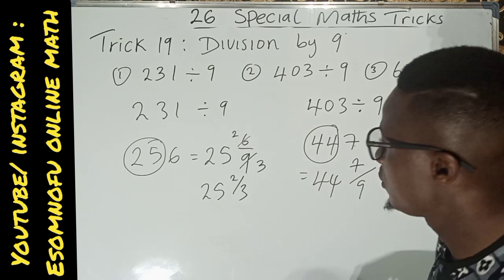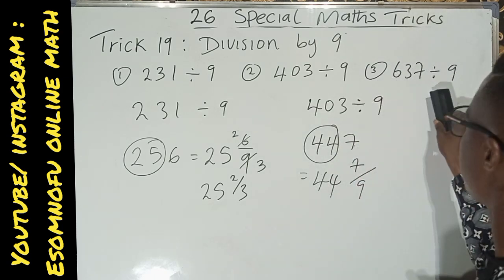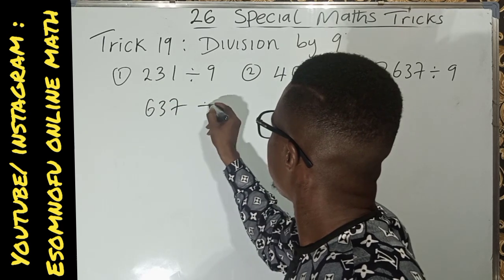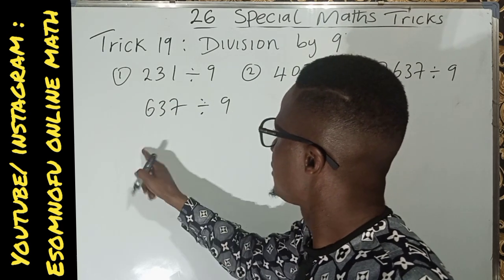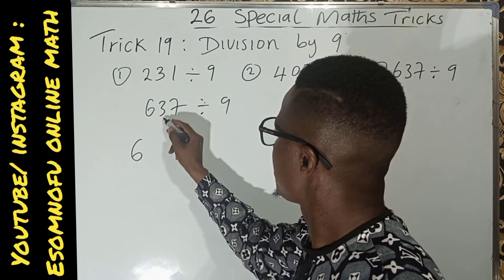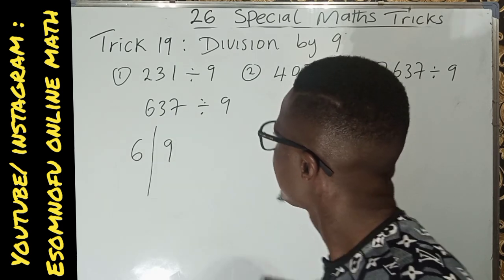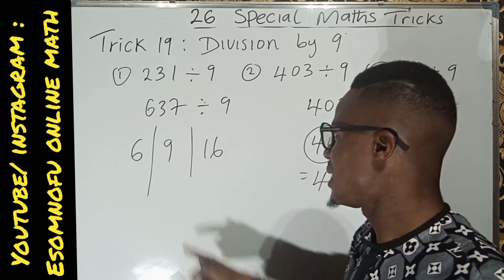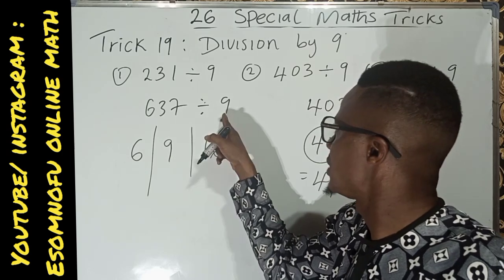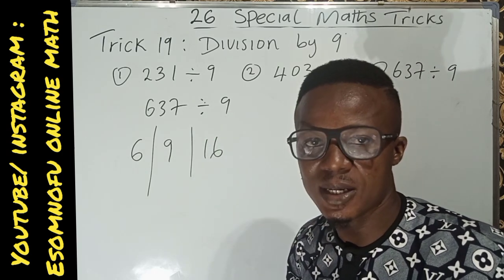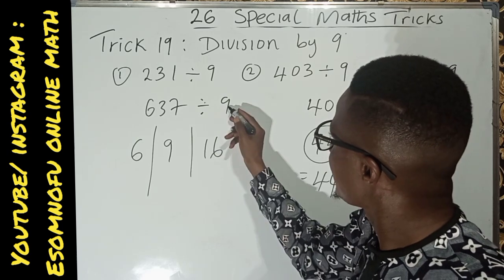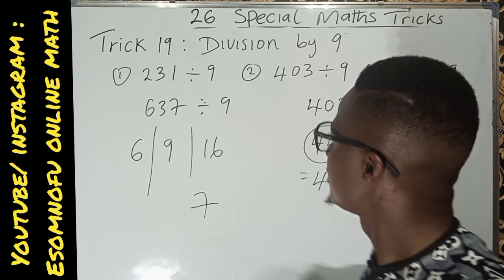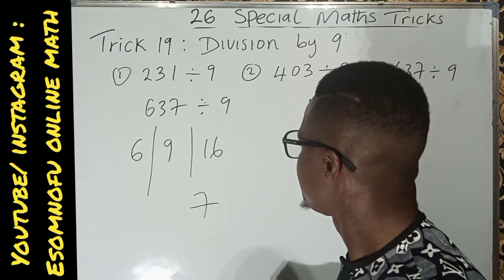Now for the last one, we will have 637 divided by 9. The first digit here is 6. 6 plus 3 will give us 9. And 9 plus 7 will give us 16. The reason I'm pausing in this case is that I'm getting 9, which is equal to what I'm using to divide. We don't tolerate it. Now, 16 minus 9 will give us 7.